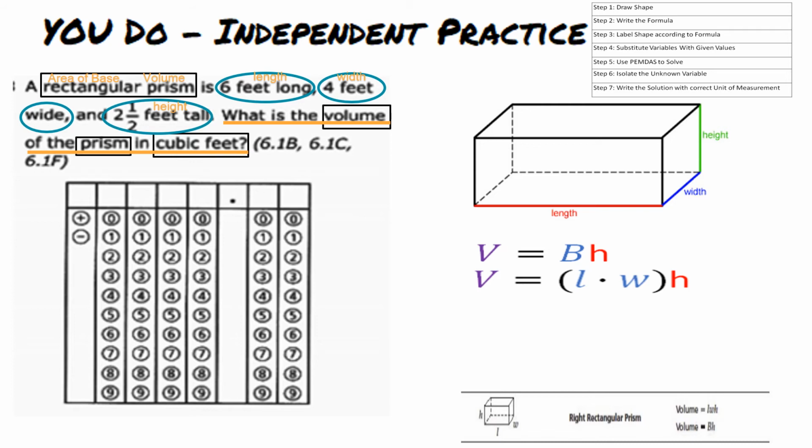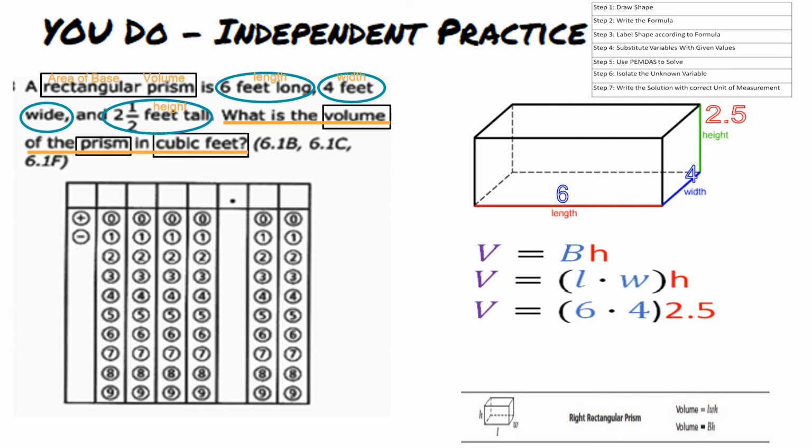Now, let's label our shape according to the formula. We know that our length is 6 feet, our width is 4 feet, and our height is 2.5 feet. Now, let's substitute the variables with the given values. We replace the variable for length with a 6, the variable for width with a 4, and the variable h, for height, with 2.5.